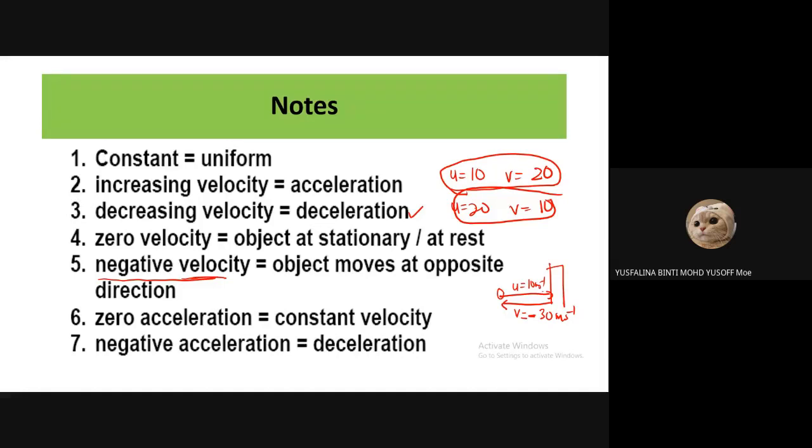For number 6, zero acceleration means constant velocity. We will learn more about this later in 2.2, motion graphs. Negative acceleration means deceleration, which we also learn more about later in 2.2. This is the term that you need to know.